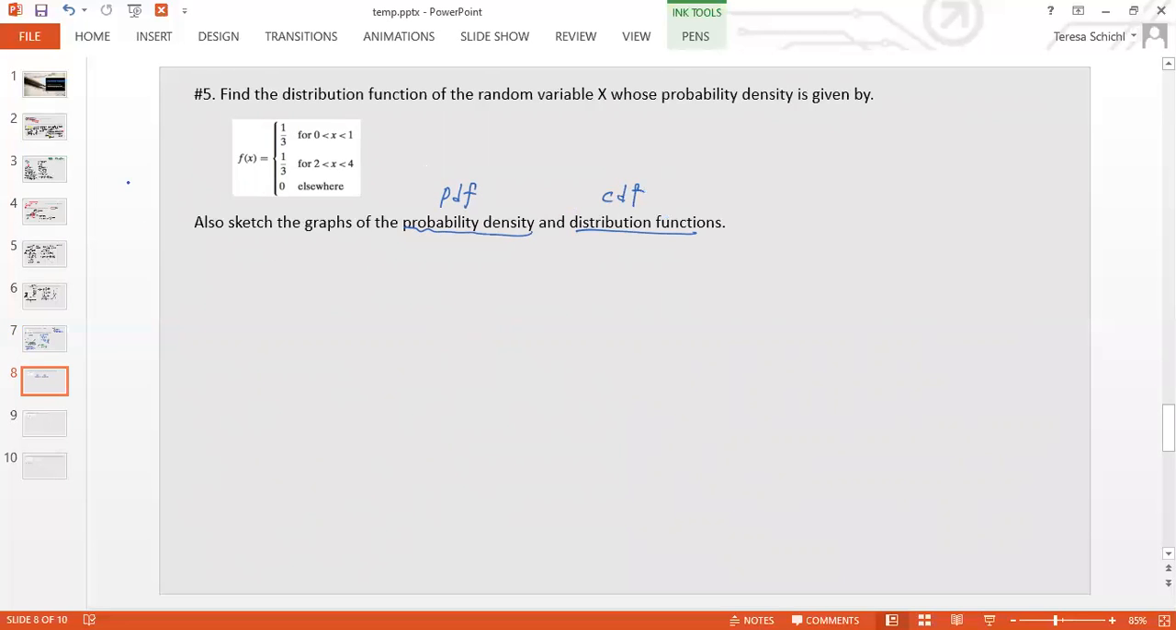Let's take a look at the PDF first. I like this problem. It is a very good problem because, even when we did the discrete case, we said one of the most important things you need to know about the CDF and the PDF is being able to go back and forth. The PDF will give the CDF, and the CDF will give the PDF. So how do I graph the PDF? Let's try to graph it.